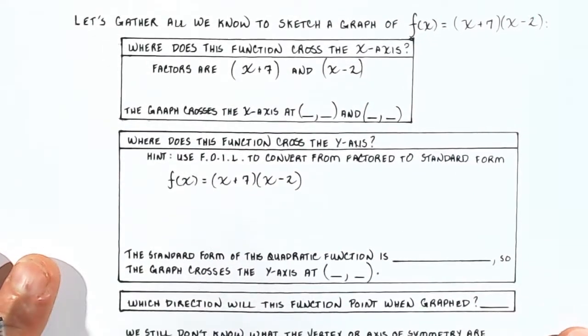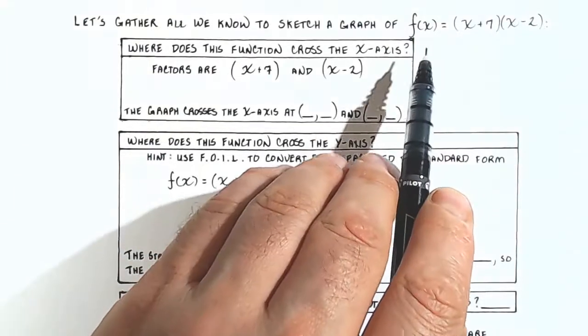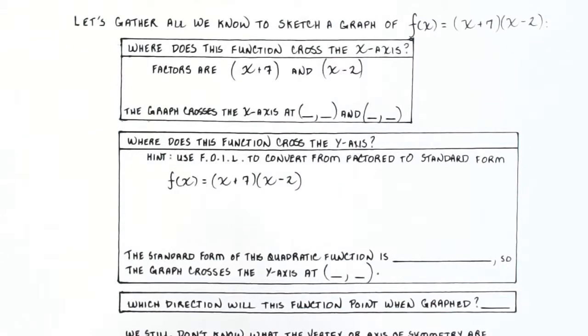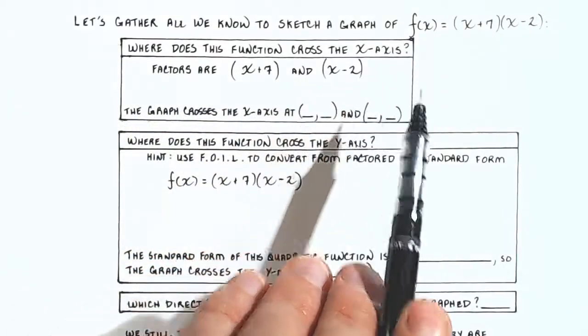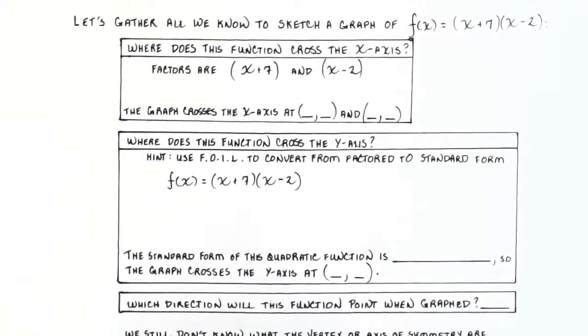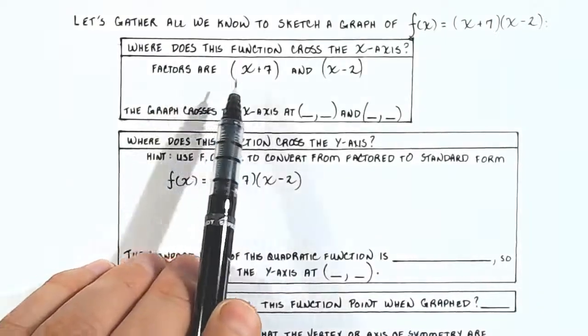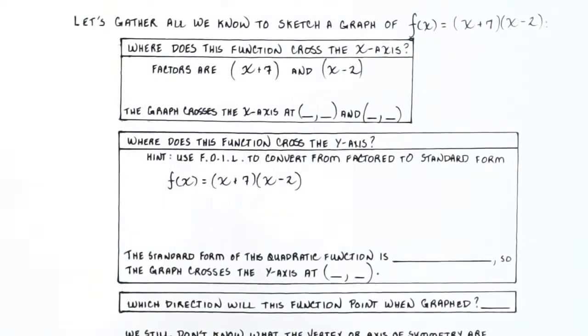Now here we are going to gather everything that we know in order to sketch a graph of f of x equals, and then we have a quadratic equation here in factored form. So we're going to have to answer these questions. Where does this function cross the x-axis? Another way of putting that would be, what are the solutions to this quadratic equation? We have the factors already because this is in factored form. The factors are x plus 7 and x minus 2.